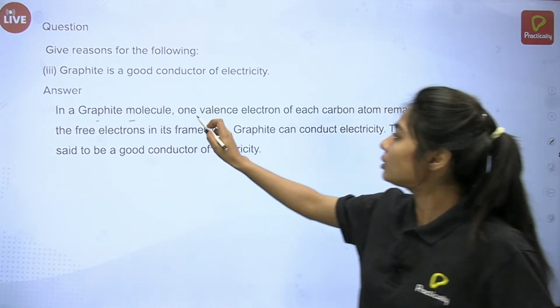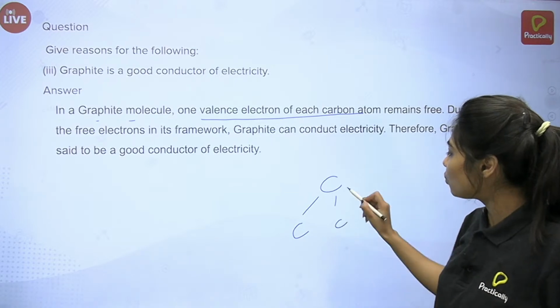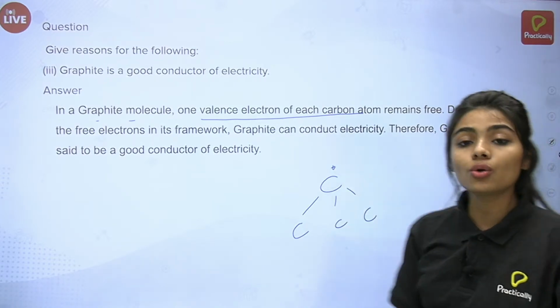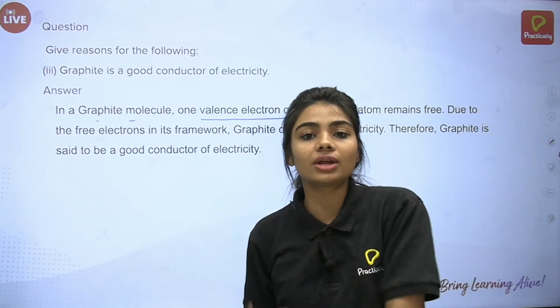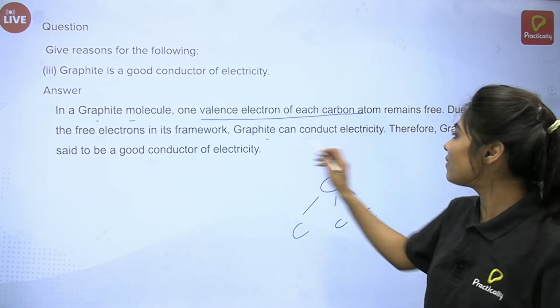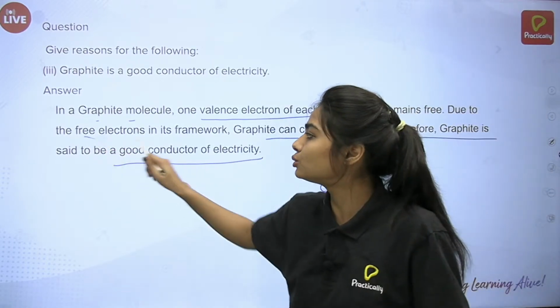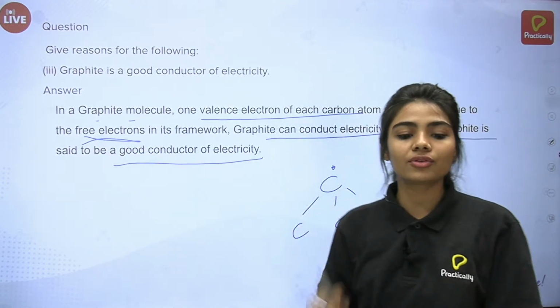In the graphite molecule, 1 valence electron of carbon is free. The structure is like this and 1 free electron is there. Due to the availability of the free electron, it will be a good conductor of electricity. So graphite can conduct electricity. Therefore, graphite is a good conductor due to the availability of free electrons.